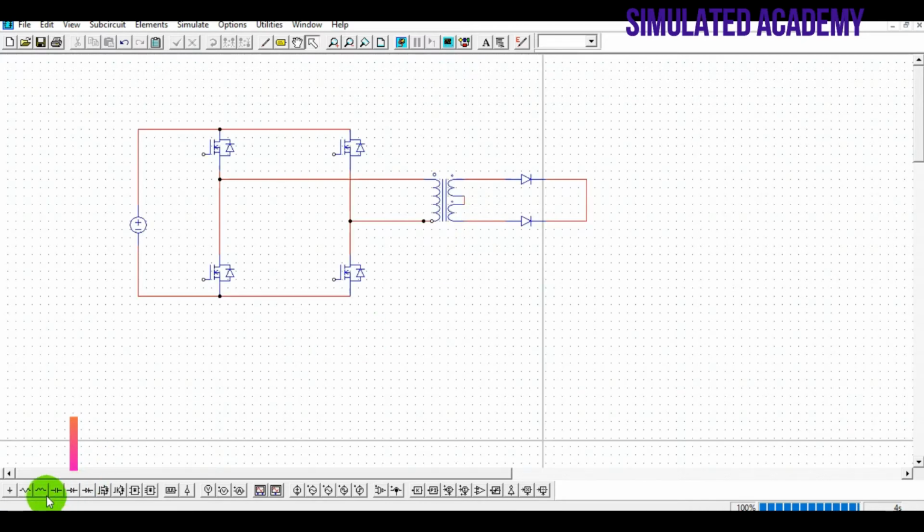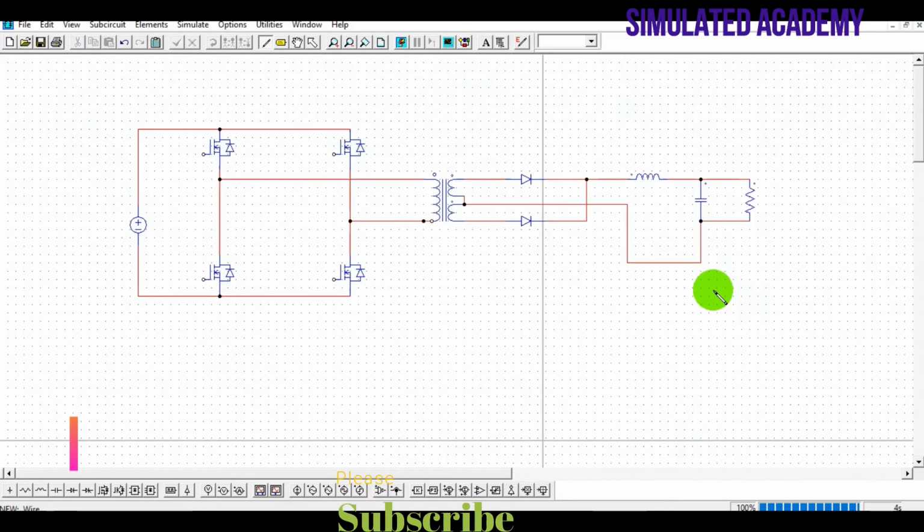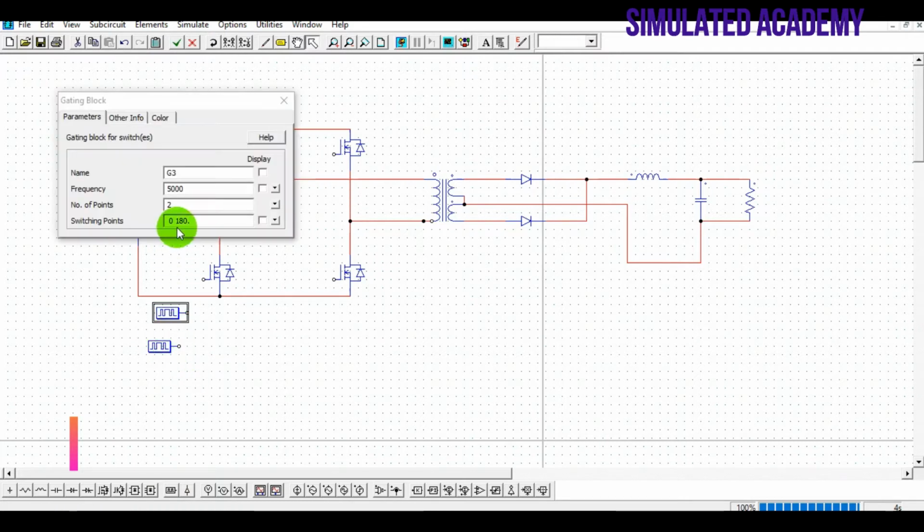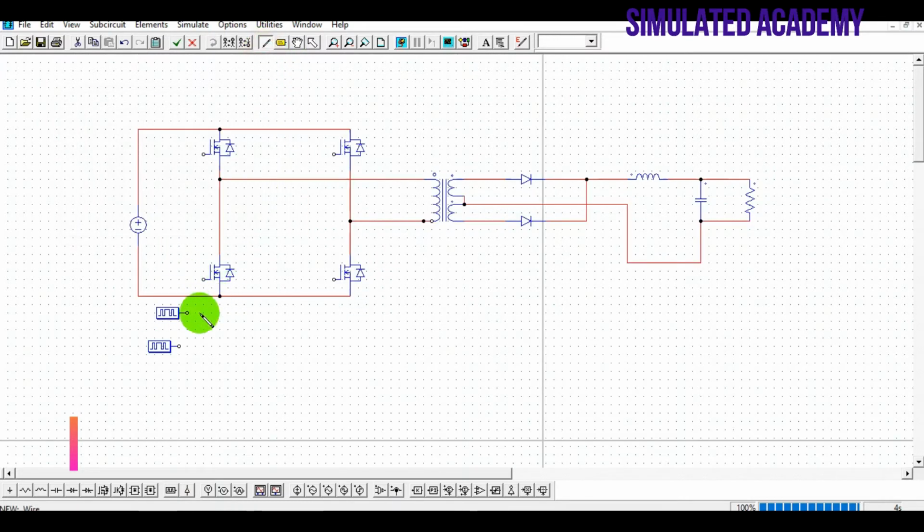Now just take one inductor and one capacitor. In order to rotate, just right click, and place it over here. You need one resistor as well. Now just connect these, and take a wire from this and connect it across this. Now just put in your triggering signals, 1, 2. We will change the parameters later. First of all, just connect it.